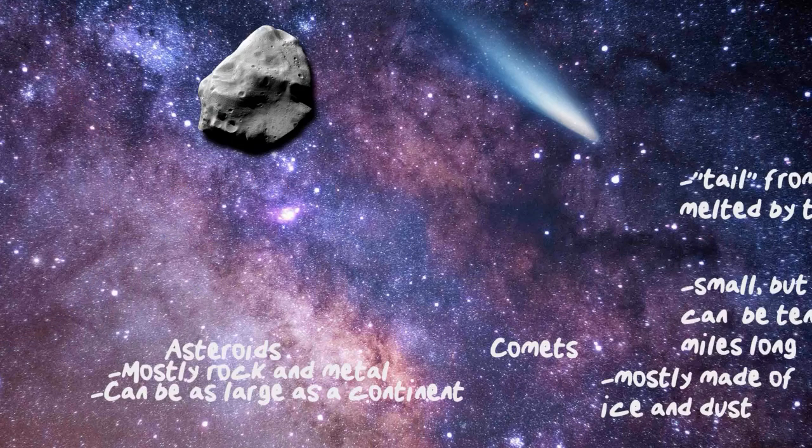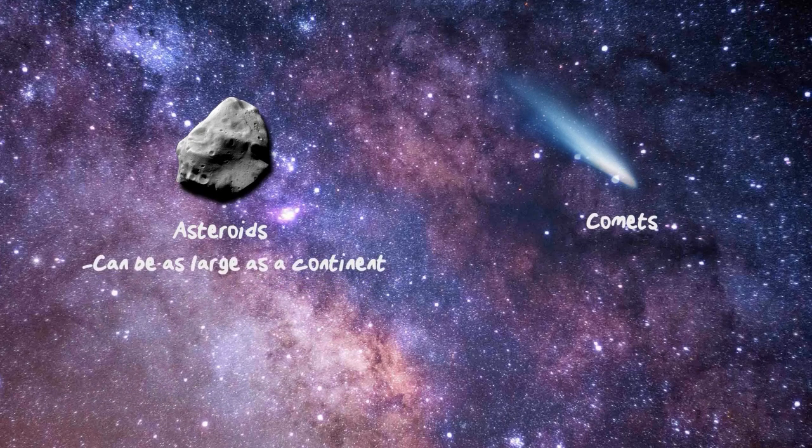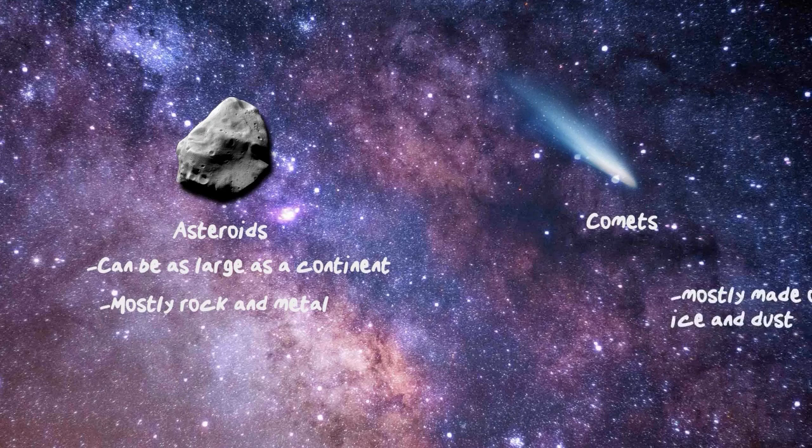2 more objects in our solar system that you should know about are asteroids and comets. They're similar in a lot of ways, but different in a couple. Asteroids can be as large as a continent. They can be really small, 2 feet, but they can also be as large as Australia. They're made of mostly rock and metal. Comets, on the other hand, are mostly made of ice and dust.